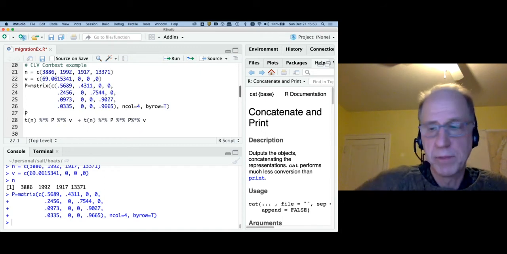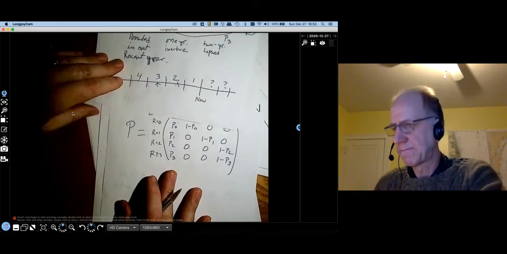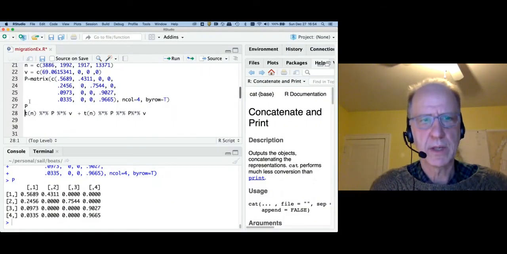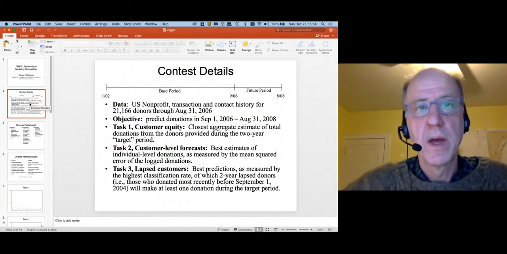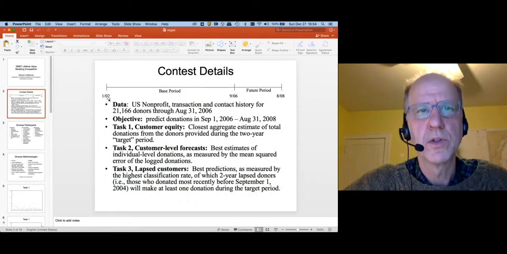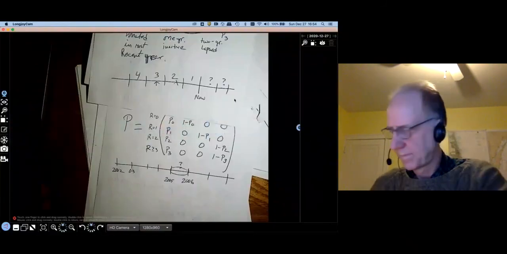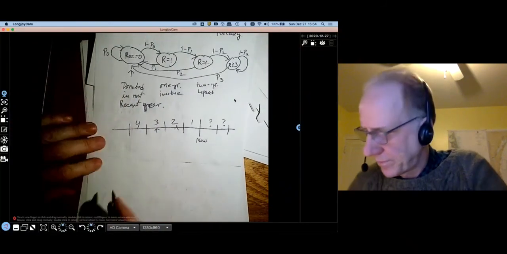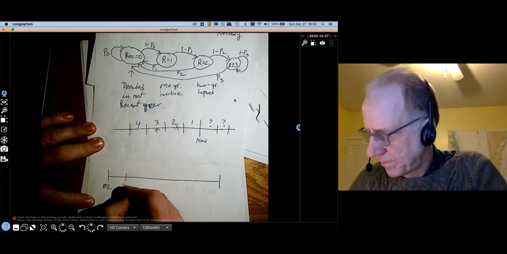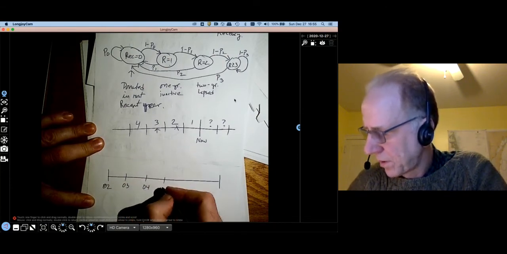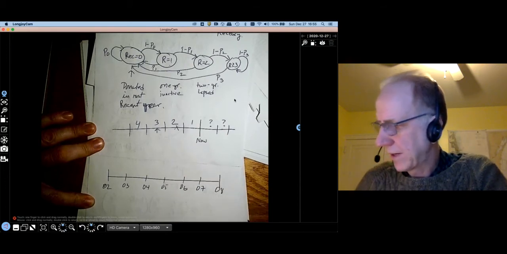So I could compute the transition matrix, and here we have it. Let me point out how I did this. So where did these probabilities come from? Well, let's go back and look at my chart. You can see that the data started in 2002 and ended in 2006. So here's 02, 03, 04, 05, 06, 07, and 08.